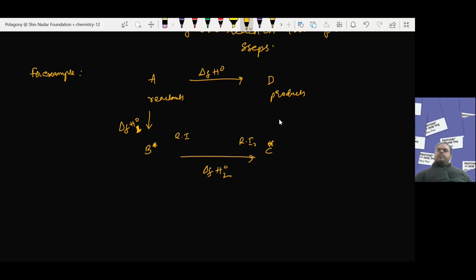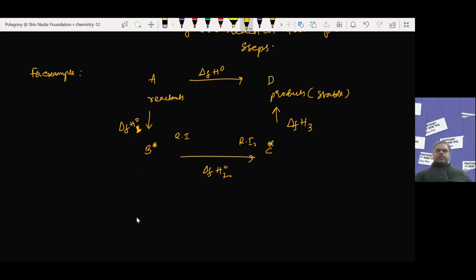But since C is also unstable, it can transform into another. So the final product, a stable product, is D. Then the standard enthalpy formation is 3. So in a chemical reaction, the reaction takes place either in a direct step or in multiple steps.